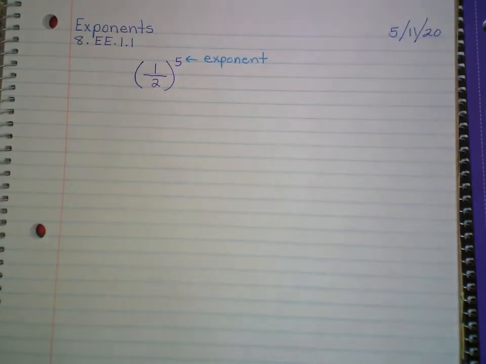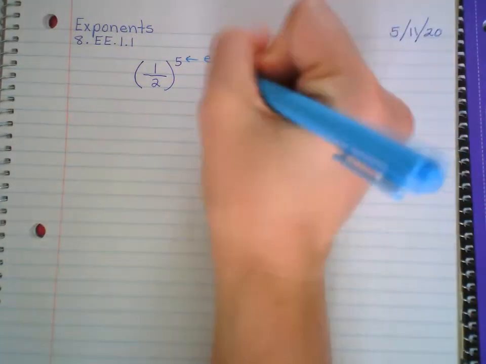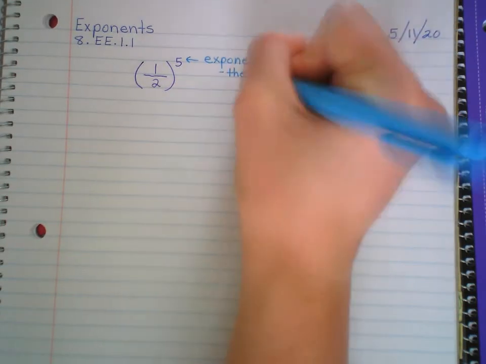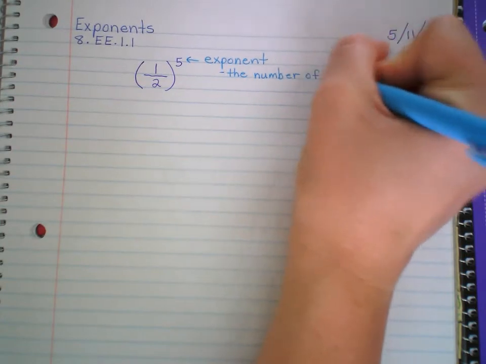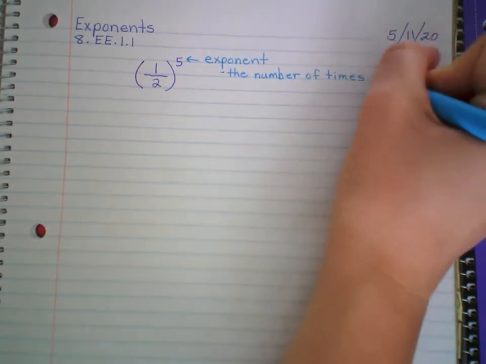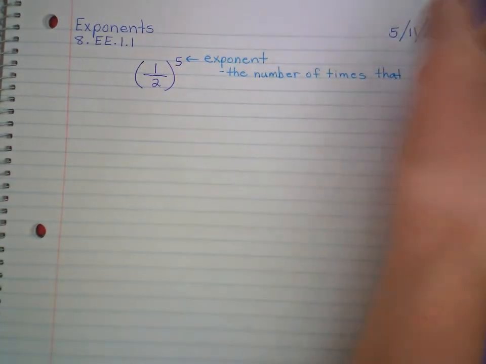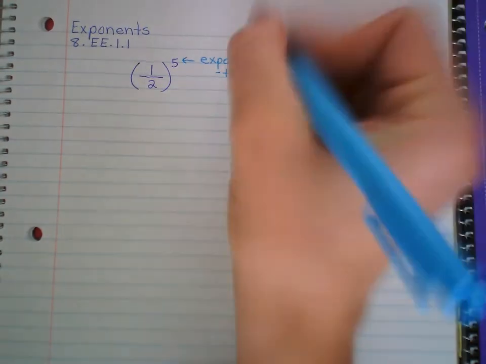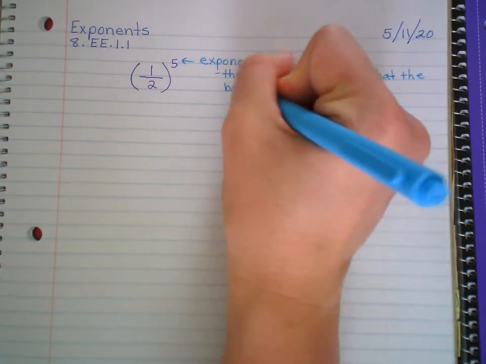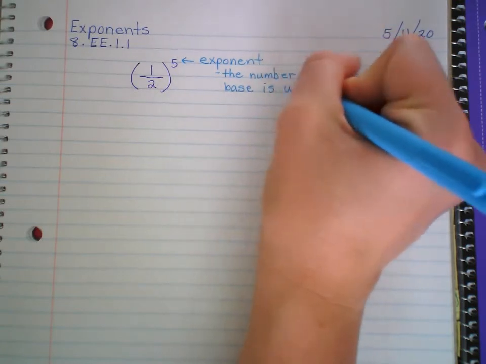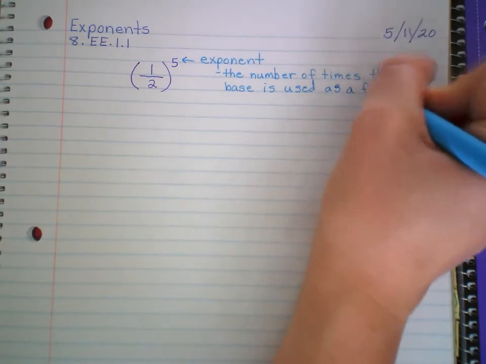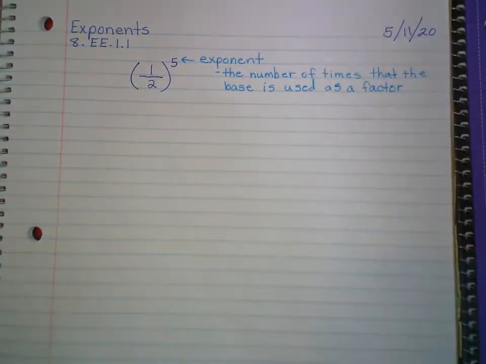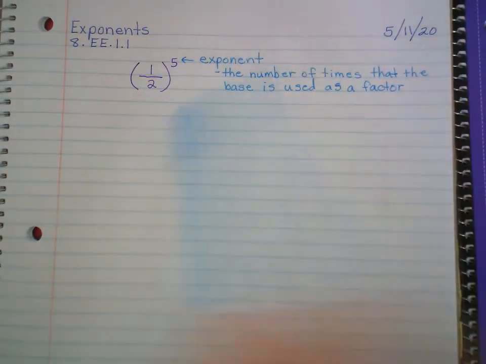And what does exponent mean? When I look at that, it just doesn't look like it's spelled right, but I know it is. What does exponent mean? Exponent is the number of times that the base is used as a factor. So that's the fancy definition, the number of times that the base, the 1/2, is used as a factor.